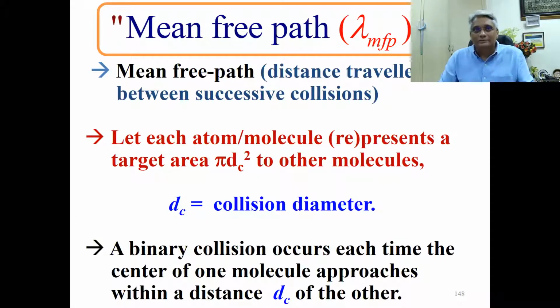in an unhindered fashion. To that effect, if you look at the second point here, let's consider that each atom or molecule represents a target area of pi dc square, where dc is the collision diameter, right? So each atom presents a target area of pi dc square to other molecules. There are molecules all in random motion. First, we may be doing a thin film deposition in good vacuum. There are no gas molecules, so the only gaseous species are those that emanate from the evaporated charge. That's all.